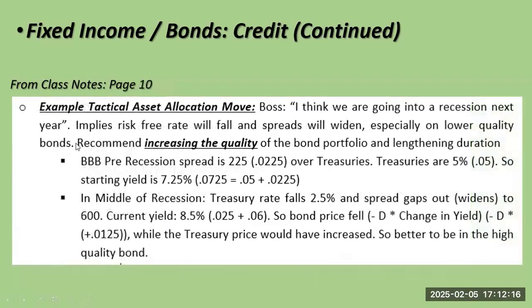So the tactical allocation we'll do next class. You can kind of guess that. If you're expecting a recession, do you want treasuries or do you want junk bonds? Probably want treasuries. So it's pretty obvious on that. What we've got to talk about is what do treasury yields do during a recession? They usually fall. So we got two things going on in recession. You want the lengthened duration and you want to move up in quality. So we'll talk about that next class.